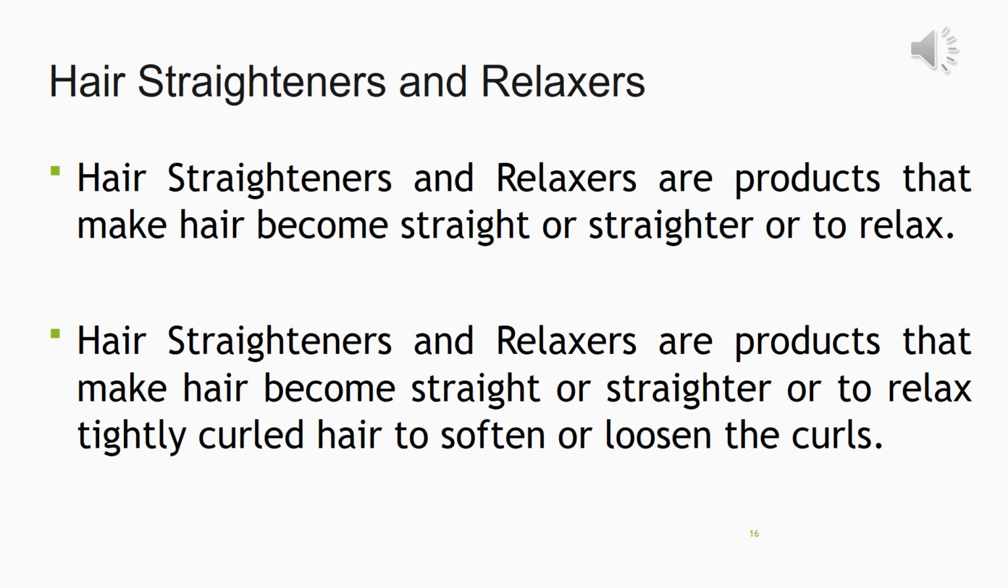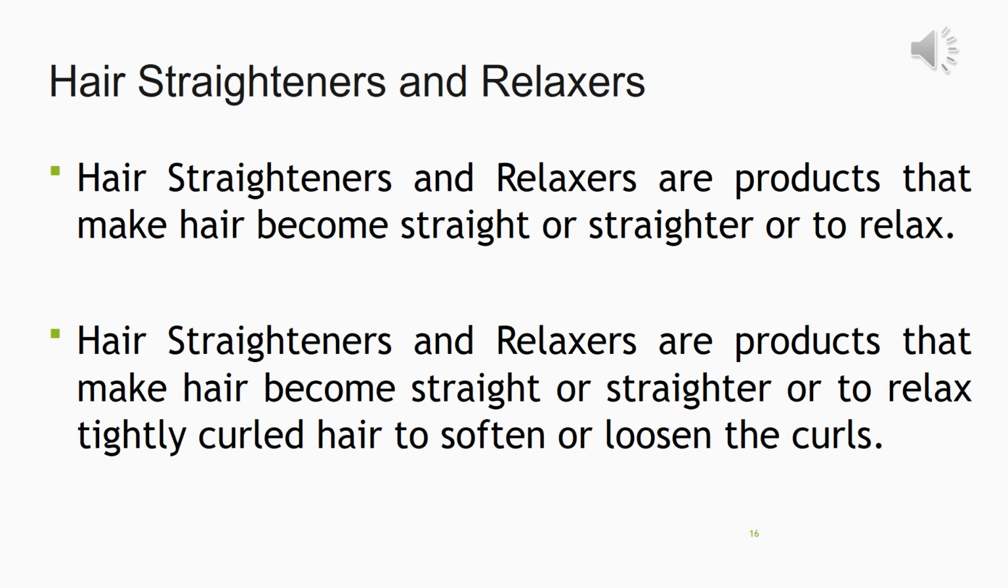Next category is the hair straighteners and relaxers. Hair straighteners and relaxers are the products that make hair become straight or straighter, or to relax. If the hair is curly, for example, they make it straight. Some people have very curly hair that is difficult to comb, so straightening is done, and for this, straighteners are used.